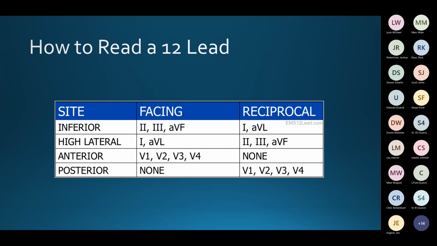Posterior, you see reciprocal changes. It doesn't generally show anything facing. So reciprocal changes usually in V1, V2, V3, V4, if you see any at all. But in my experience, most of the time you can think about posterior as also being associated with an inferior MI.